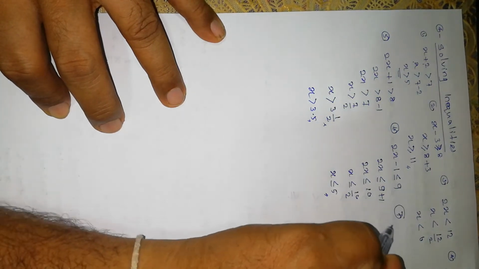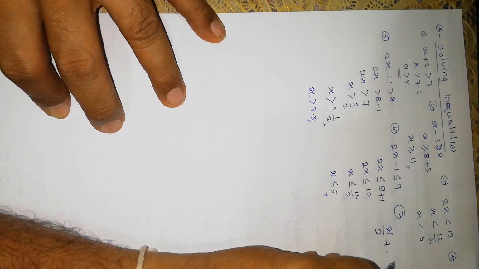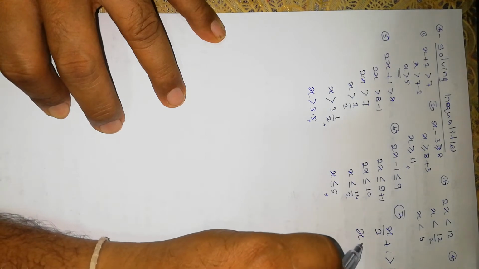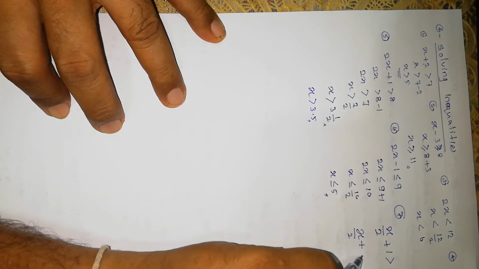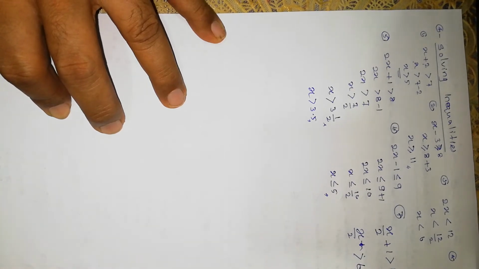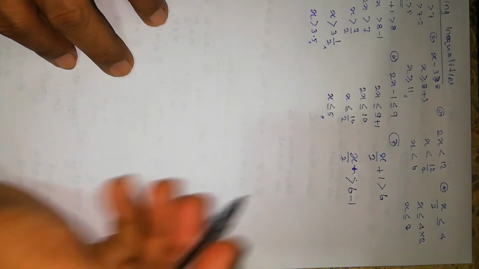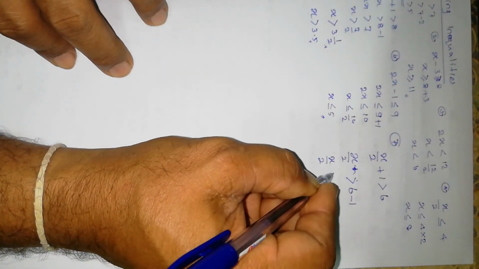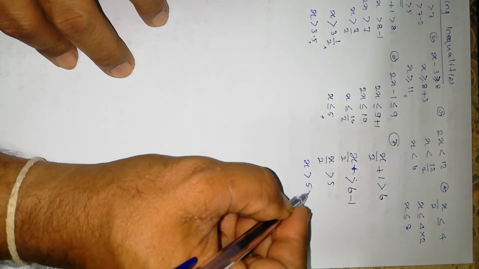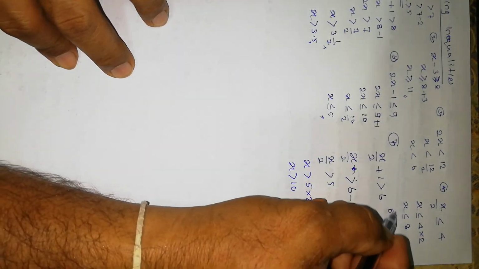Example number 7. X over 2 plus 1 is greater than 6. Right? Then, children, x over 2 is greater than 6 minus 1. Then 6 minus 1 is, children, 5. Then x is greater than 5. Division becomes multiplication, no? 5 times 2. 5 times 2 is 10. Question number 8.